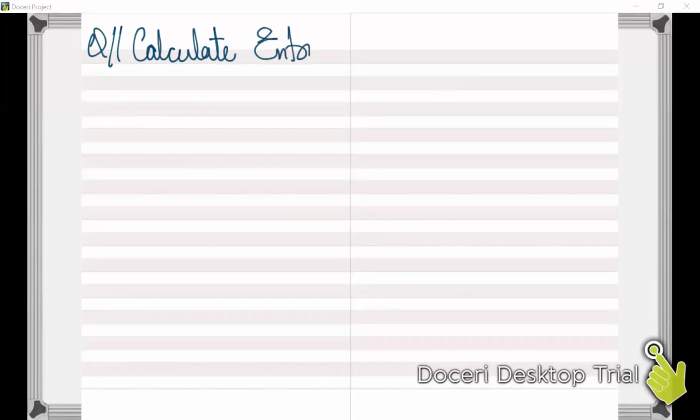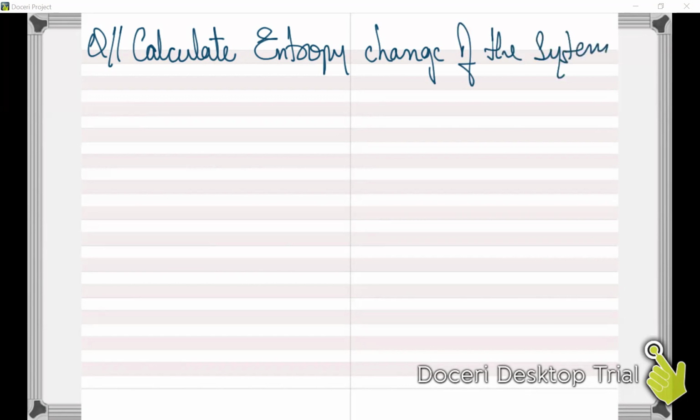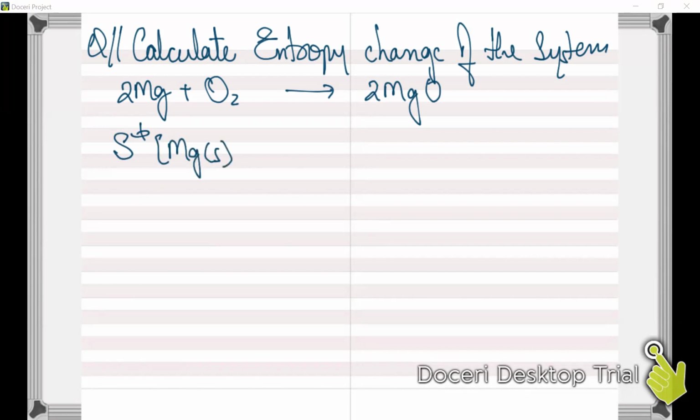Are we done? So I'm giving you a question to solve. Just solve it and calculate the entropy, and I hope that the answer is going to be correct. So the question is: calculate the entropy change of the system, and the equation is magnesium plus oxygen. If the equation is somehow not balanced, please do check whether the equation is required to be balanced or not.